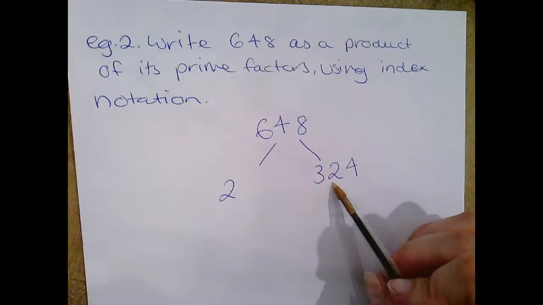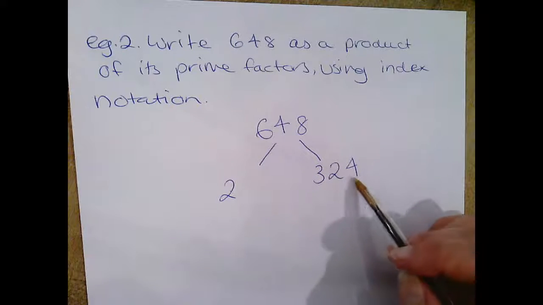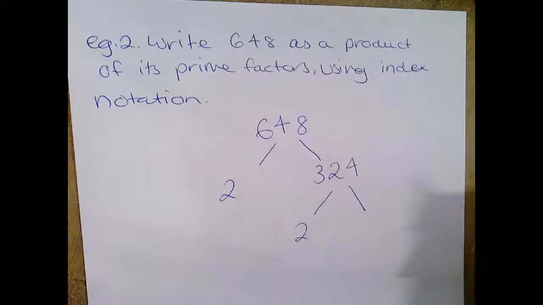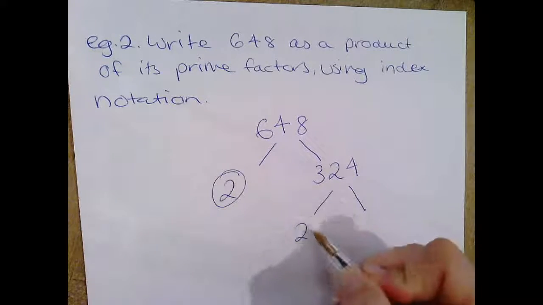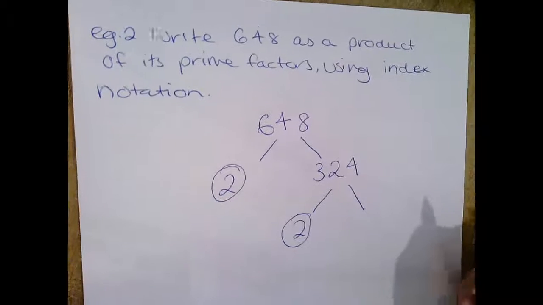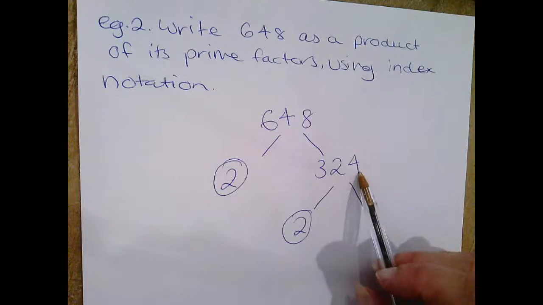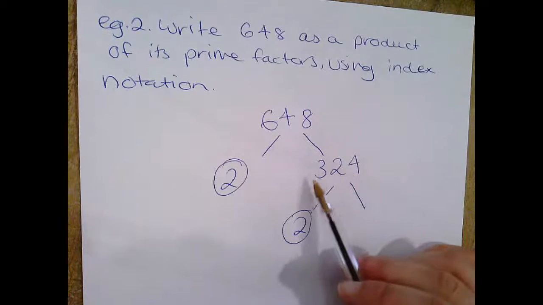Again, we've got another even number. So without having to think about if there's any other numbers that go into that, I can split that into 2 and something else. And I should be circling these because these are prime numbers. Now, 2 into 324. However way you want to work that out on pen and paper, or if you're really struggling to do that, you can use a calculator.